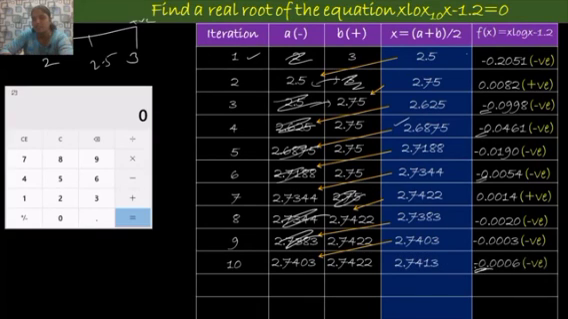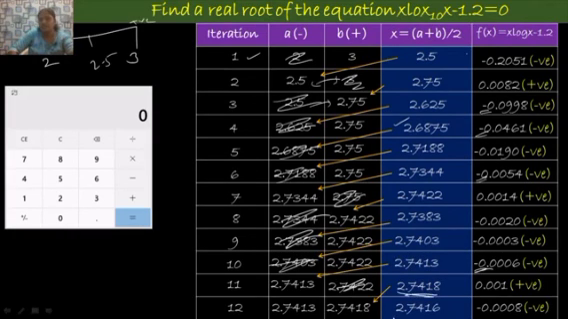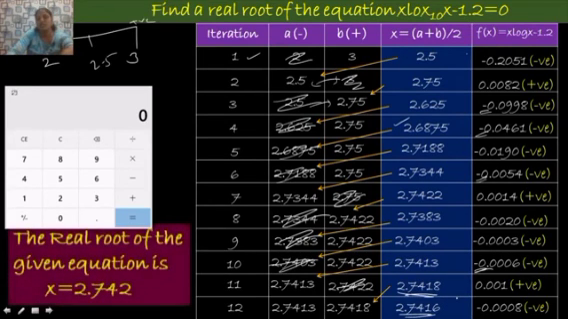At this point, the function takes a negative value. If it is negative, again you have to replace the value of a by 2.7413. Take the value of b as it is, add and divide by 2, you get 2.7418. At this point, you get a positive value. If it is positive, you have to replace the value of b by 2.7418. Add and divide by 2, you get 2.7416. At this point, you get a negative value. Let me stop this process here, since I have to get the root with the desired accuracy, that is up to 3 decimal places. So the root of the given equation is 2.742.